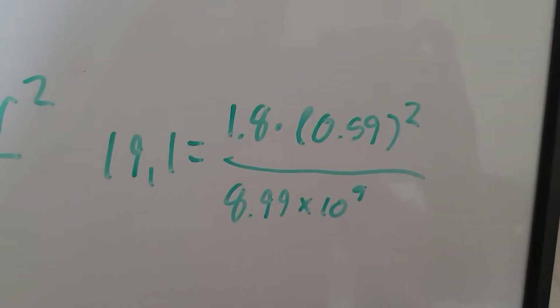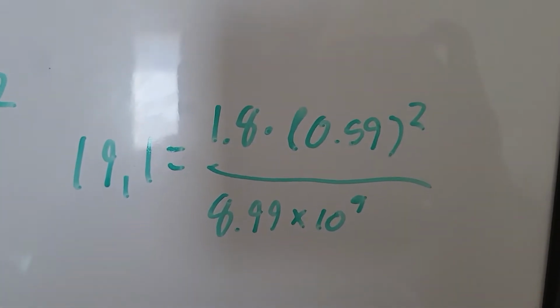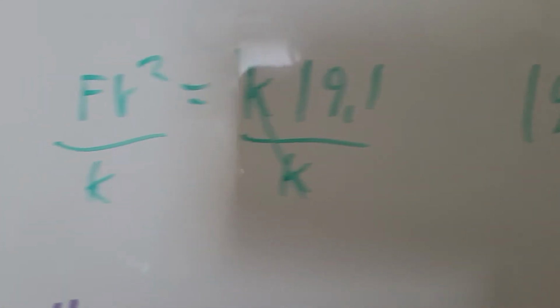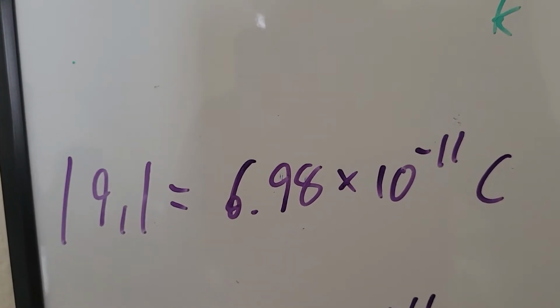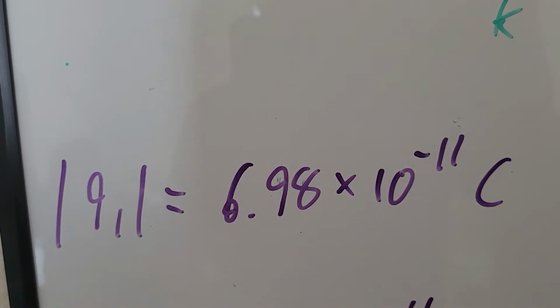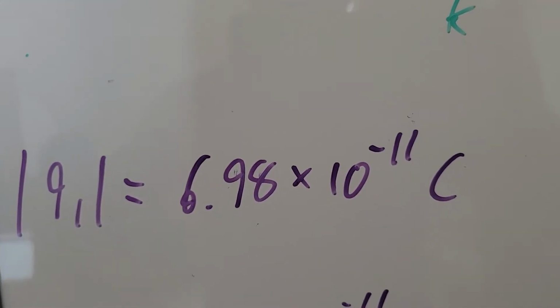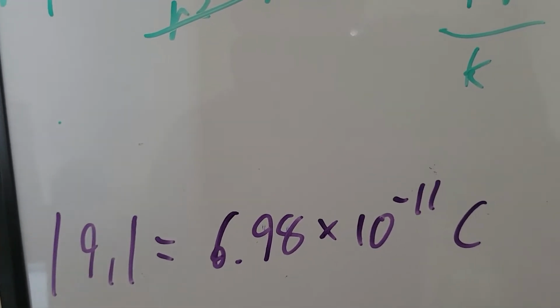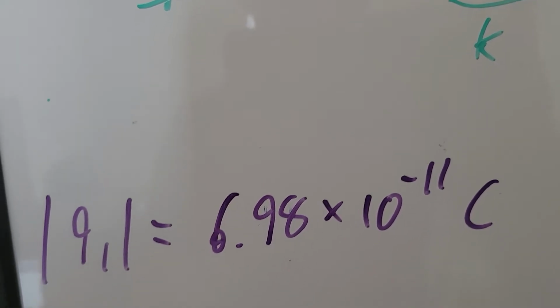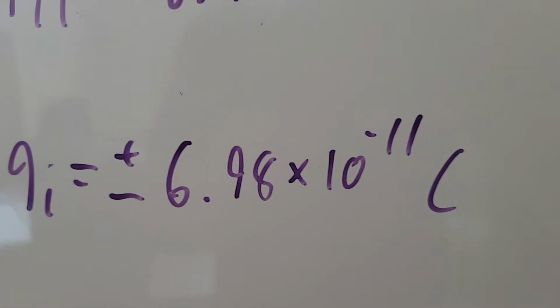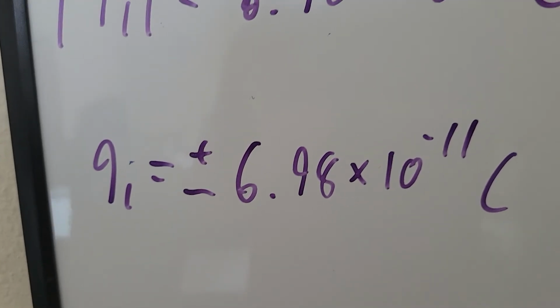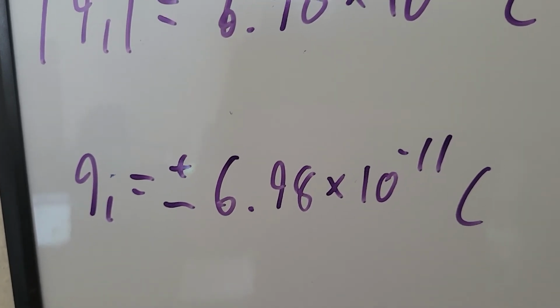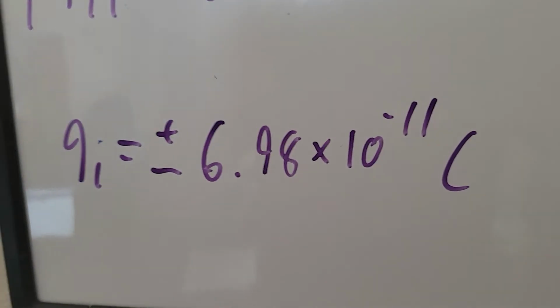Now, it's not as complicated as it looks, so once you do the math for it, you should get something like this. You get the magnitude of Q1 is equal to 6.98 times 10 to the power of 11 coulombs. Now, this is an acceptable answer. There's nothing wrong with this, but you can also write your answer as this, because we do not know the charge of the particle. It can either be positive or negative, and that force will still be the same at that point.